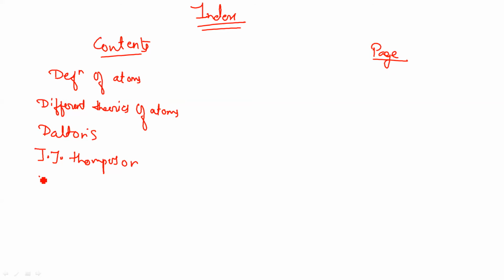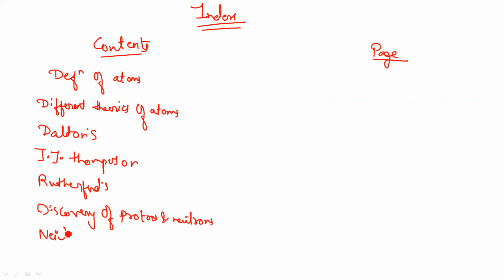Then after that, Rutherford's model. Like this you have to mention all the models or all the things which are going to be written in your assignment. Then the discovery of protons and neutrons, all these things you have to mention there. And last is Niels Bohr's model. So like this you have to mention in the contents part the topics you are writing, and here you have to write the page number on which these topics are present. For example, the definition of atom is present on page number 1, then you have to mention page number 1.